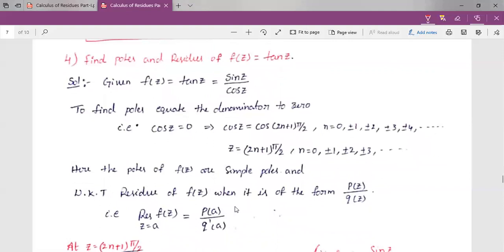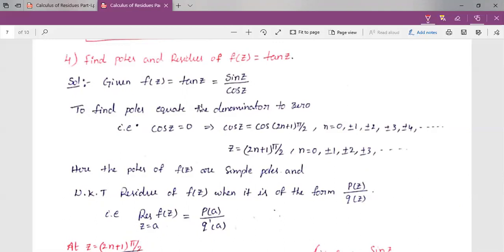Next, problem number 4. Find poles and residues of f of z equal to tan z. So here our function has no denominator. Our function has only numerator. Now we expand tangent by using sine and cos. We get the denominator and numerator also. So f of z equal to sine z by cos z.